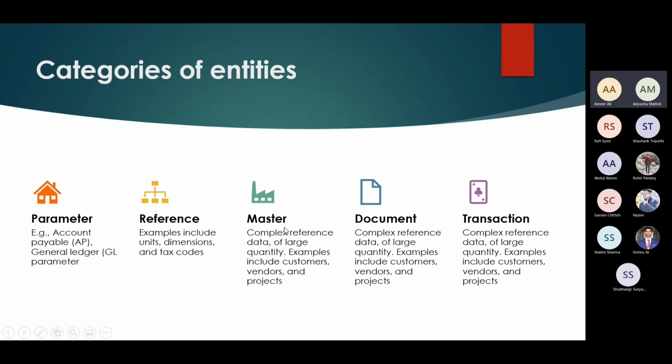Similarly, we have masters. Masters are the complex references, like, for example, customer master, vendor master. As I told you, customer master seems like a single entity, but it has different tables. So these are the complex reference tables where the data is scattered across different tables. That will be categorized as a master entity.